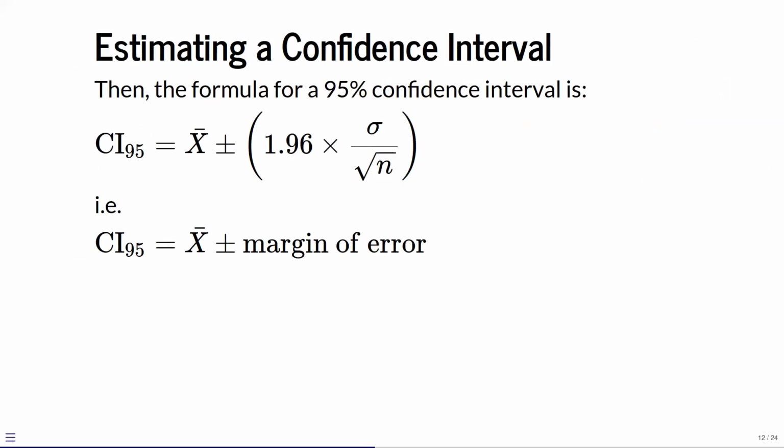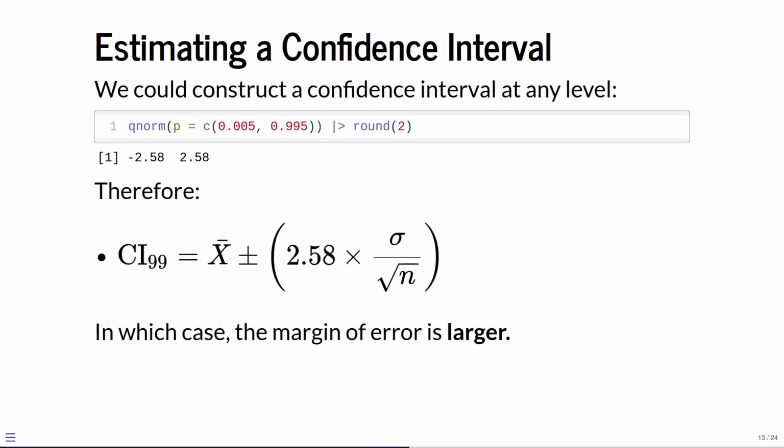Then the formula for 95% confidence interval becomes this formula, which is made more concise by the use of this plus minus notation. This part, where we multiply 1.96 with the standard error of the mean, is called the margin of error. So this is the margin of error.